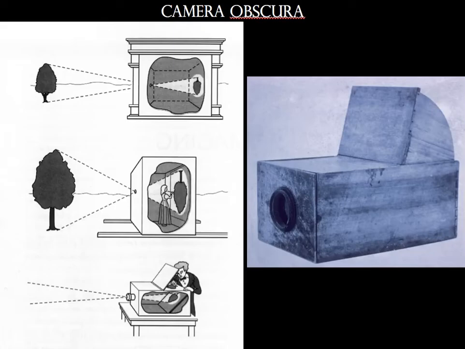Over time, though, the camera obscuras became smaller, they became portable. They were fitted with true lenses and mirrors to make the drawing easier for the artist. However, the problem was that these images were ephemeral, and they had to be traced in order to be kept.